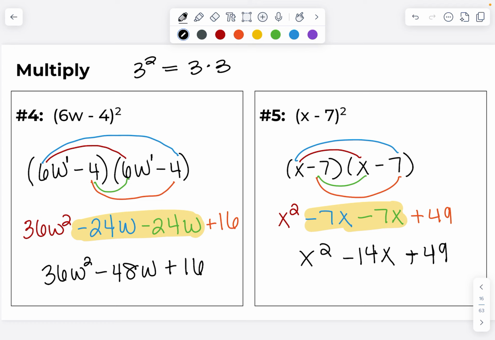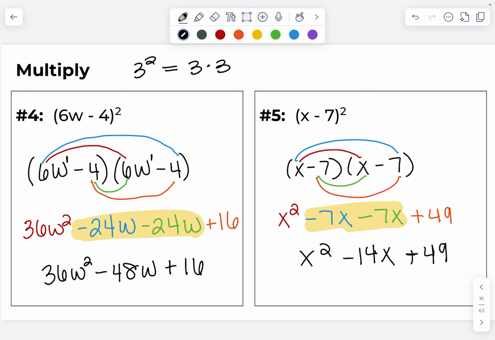So hopefully for this one, you got x squared minus 14x plus 49 as your final answer. When you did this one, I highly recommend rewriting it as x minus 7 times x minus 7. And then first times first gives you x squared.